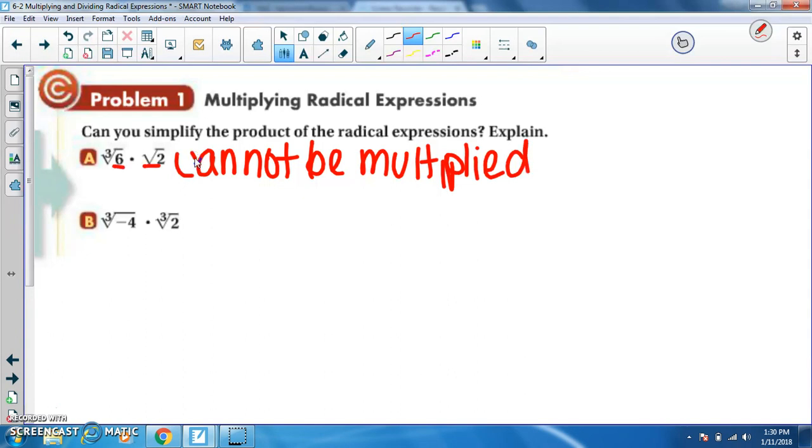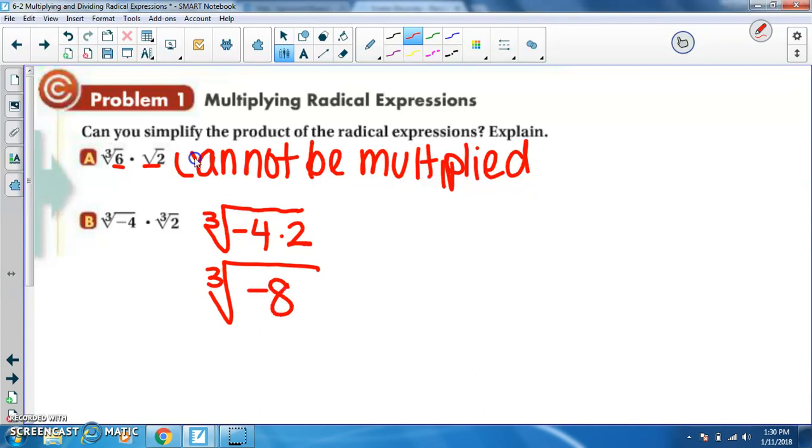B, the cube root of -4 times the cube root of 2. We are doing both cube roots, so then we have the cube root of -4 times 2. -4 times 2 is equal to the cube root of -8, and the cube root of -8 is -2.